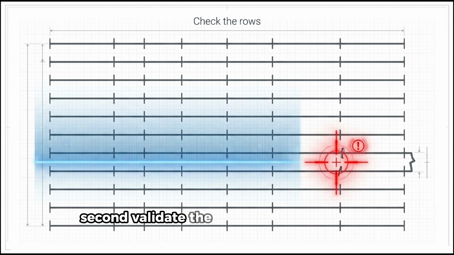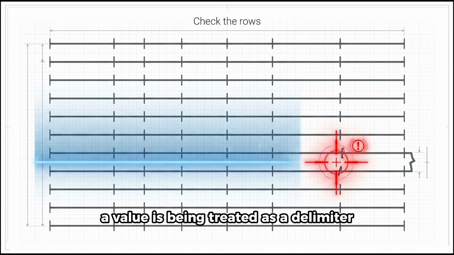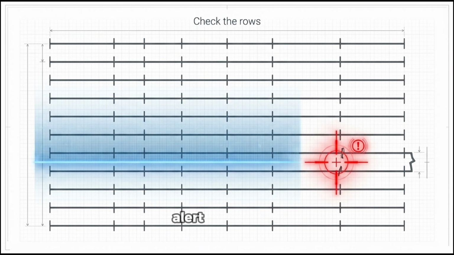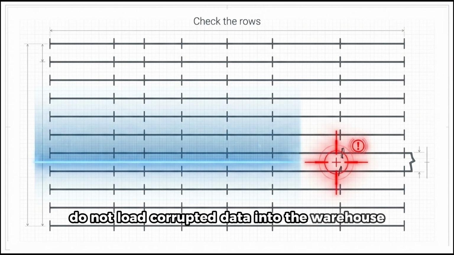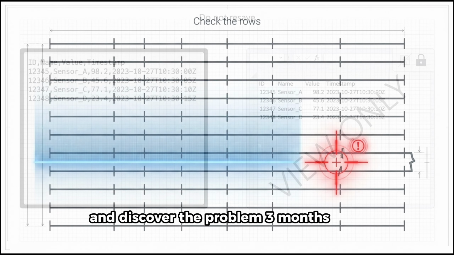Second, validate the file before processing it. Count delimiters per row. If any row has more delimiters than the header, something inside a value is being treated as a delimiter. Stop the pipeline, alert, investigate. Do not load corrupted data into the warehouse and discover the problem 3 months later.